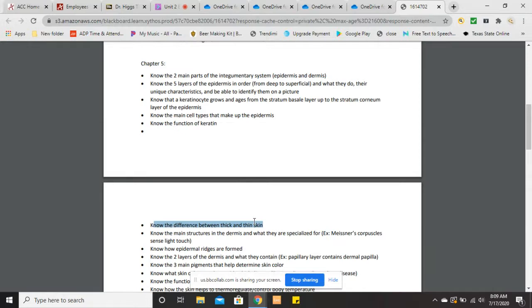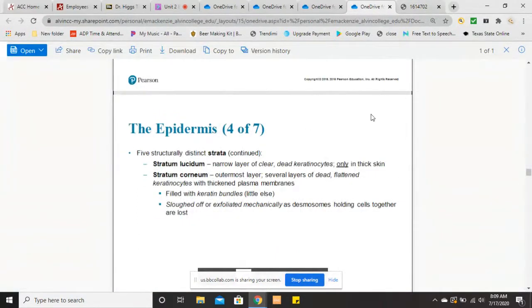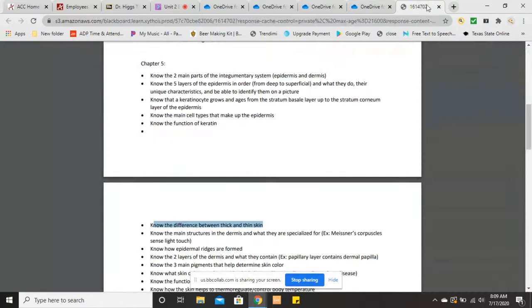Remember, your thin skin has hair, while your thick skin does not. Remember, your thick skin is on the palms of your hands and the soles of your feet, while your thin skin is everywhere else. So those are differences. And one is that the stratum lucidum is found in thick skin, not thin. And then there's the stratum corneum, the top layer of your skin. Remember, all the cells are dead here, and this is the layer that tends to flake off. To slough off means to flake off or exfoliate. Okay. So that's your five layers of the epidermis.